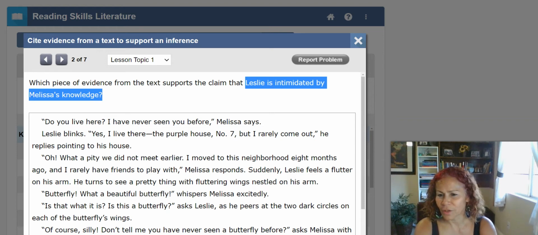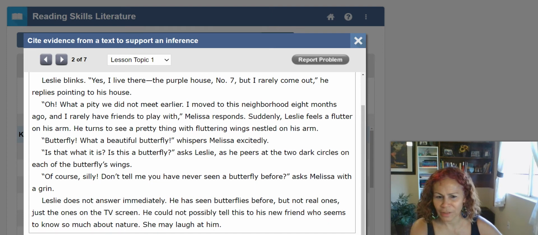Suddenly, Leslie feels a flutter on his arm. He turns to see a pretty thing with fluttering wings nestled on his arm. "Butterfly, what a beautiful butterfly," whispers Melissa excitedly. "Is that what it is? Is this a butterfly?" asks Leslie as he peers at the 2 dark circles on each of the butterfly's wings. "Of course, silly. Don't tell me you have never seen a butterfly before," asks Melissa with a grin. Leslie does not answer immediately. He has seen butterflies before, but not real ones, just the ones on the TV screen. He could not possibly tell this to his new friend, who seems to know so much about nature. She may laugh at him.